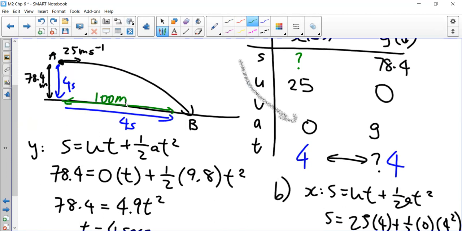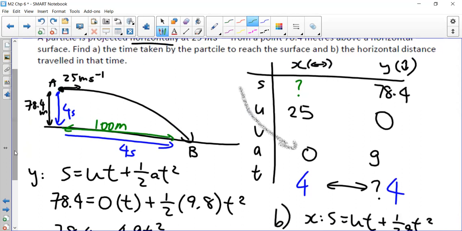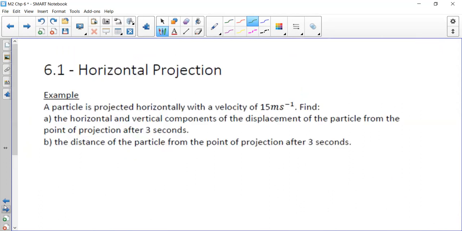So you can see that's projectiles using double Suvat. Happy? Next example, a particle is projected horizontally again.